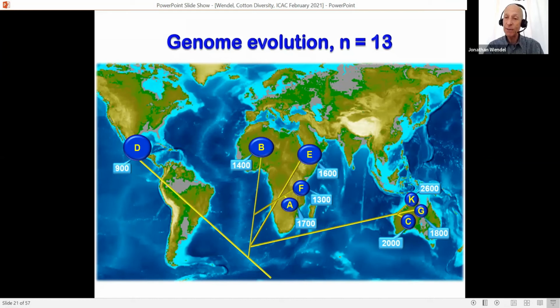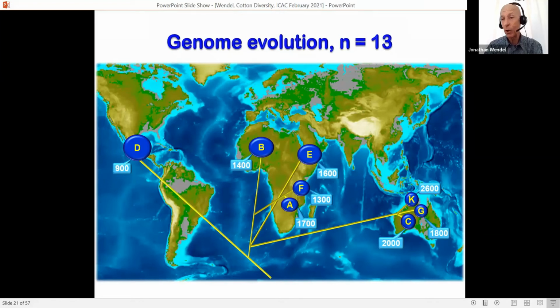And even though they all have the same chromosome number, they vary threefold in genome size, from a low of 900 megabases in the American D genome group. That's a primarily Mexican clade of somewhere between 15 and 17 species. It's still a little unclear. All the way to 3 times that amount, 2,600 megabases in the Australian K genome clade, which is 17 species minimally. Tremendous genome size shrinkage and expansion during the evolution of cotton.